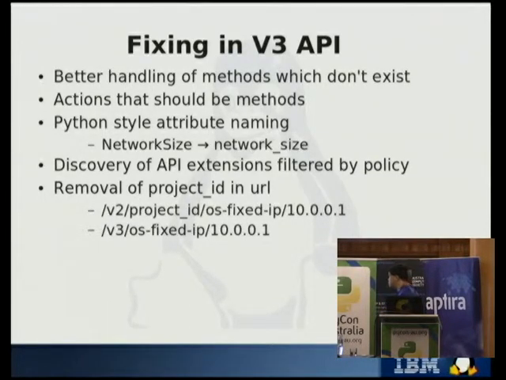And in the V2 URLs, we always had the project or tenant ID in the URL. That's implied anyway through the authentication token which you get from Keystone. So to simplify things, that's been removed, and in V3 you no longer need to supply that.